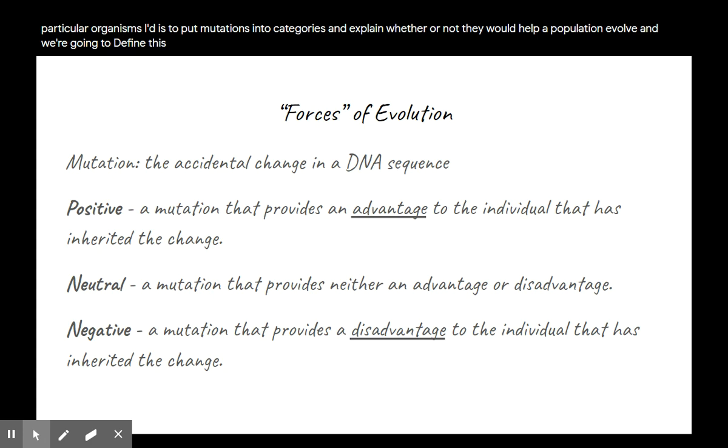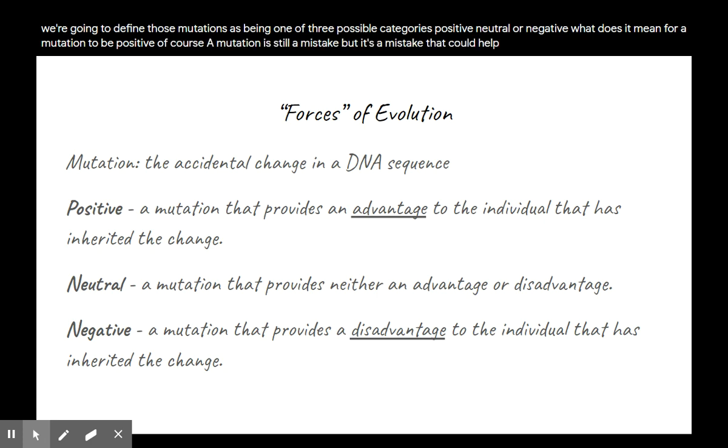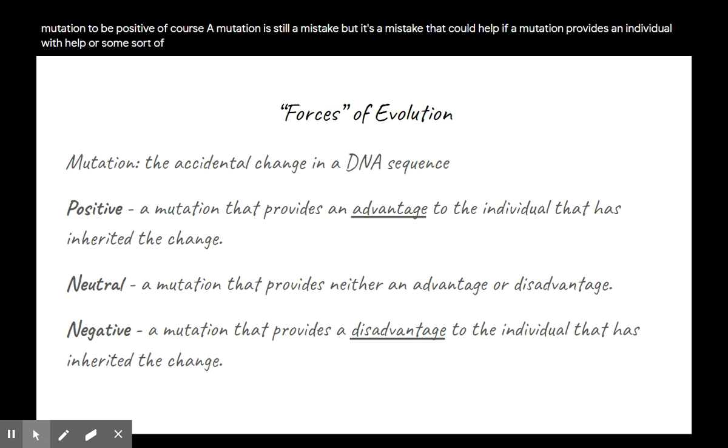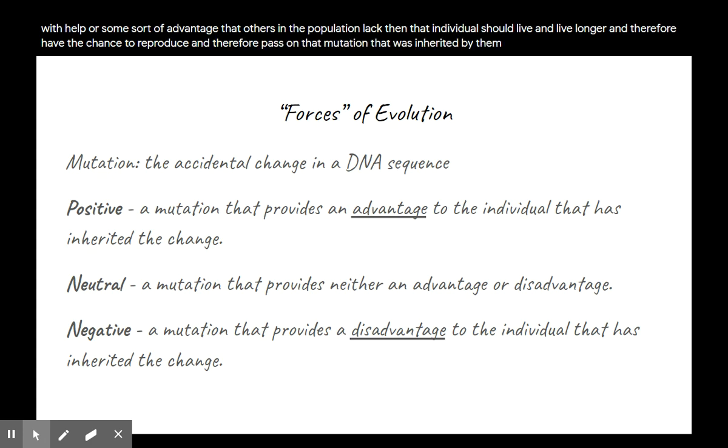And we're going to define those mutations as being one of three possible categories: positive, neutral, or negative. What does it mean for a mutation to be positive? Of course, a mutation is still a mistake, but it's a mistake that could help. If a mutation provides an individual with help or some sort of advantage that others in the population lack, then that individual should live and live longer, and therefore have the chance to reproduce, and therefore pass on that mutation that was inherited by them.